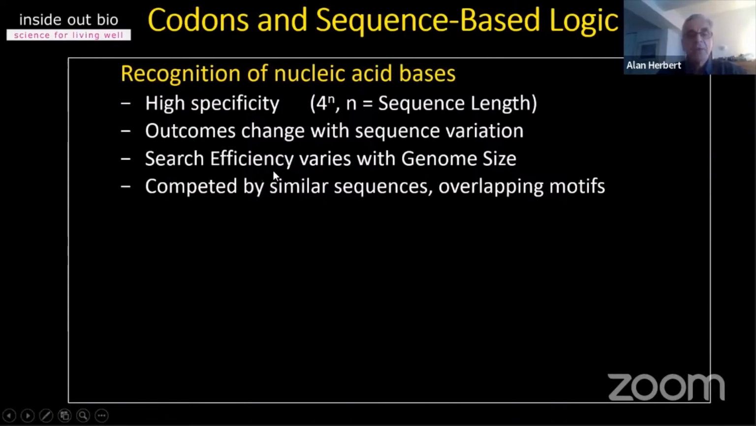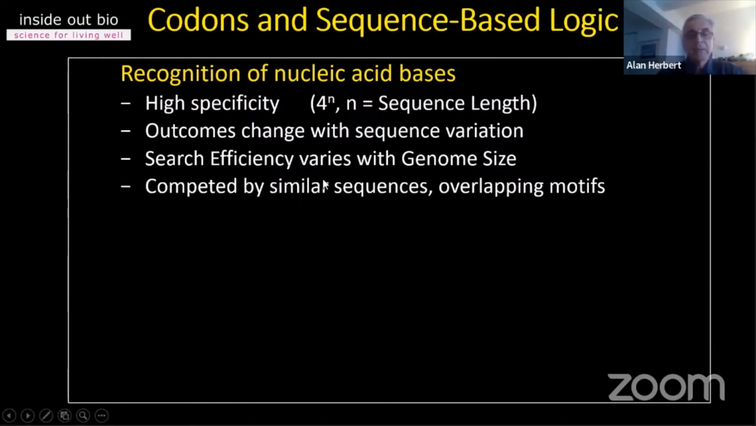The disadvantage of it, if you're going to have high specificity by having lots of variation in sequence, is that the search efficiency to find that particular sequence varies with genome size. And so the larger the genome, the larger the sequence block you need to be able to ensure that it's specific for a particular outcome.